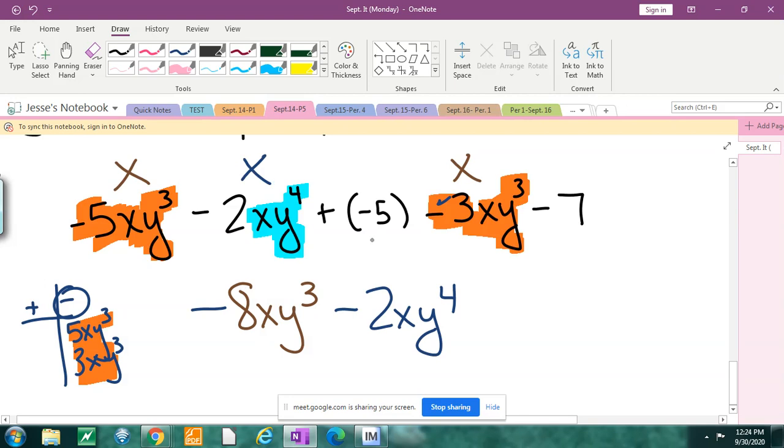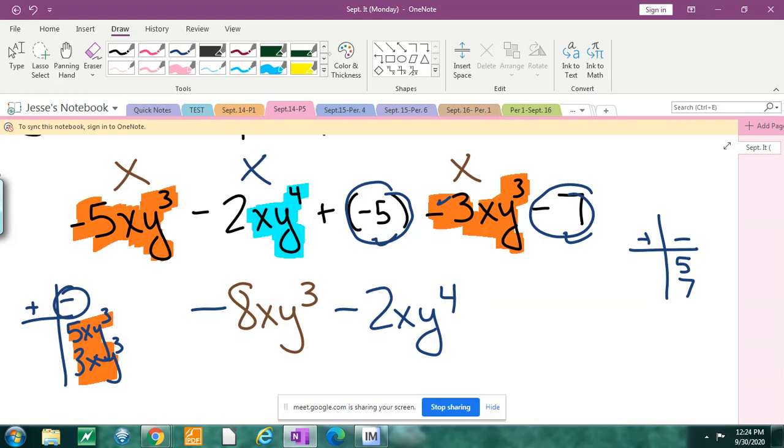And then what about here? Yeah, you could combine the negative 5 and the negative 7. This is what we were doing the first week of school, right? So I do another T-chart, and I got negative 5 and negative 7. Is that positive? No. What is it? Yeah, it's negative.